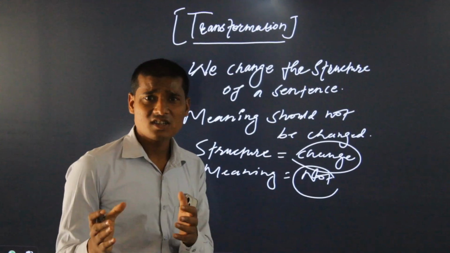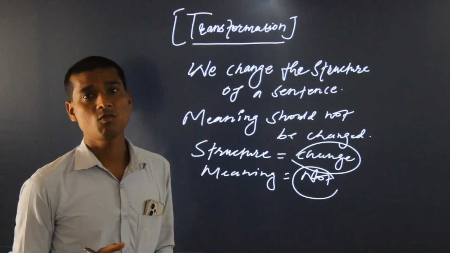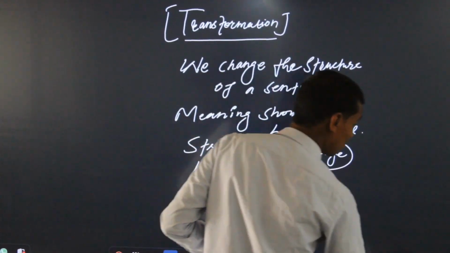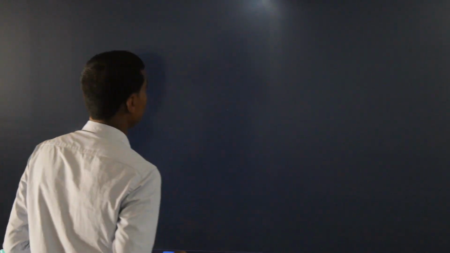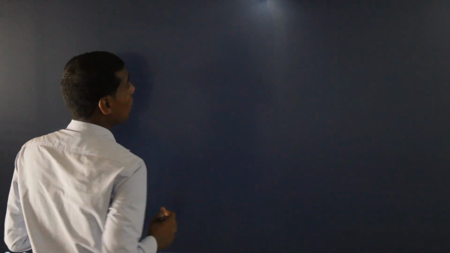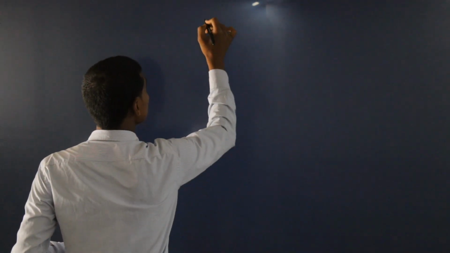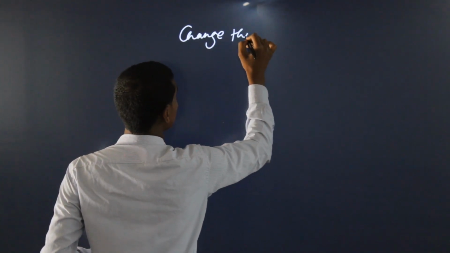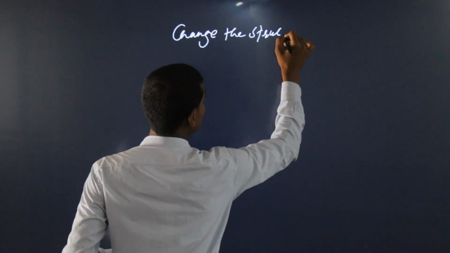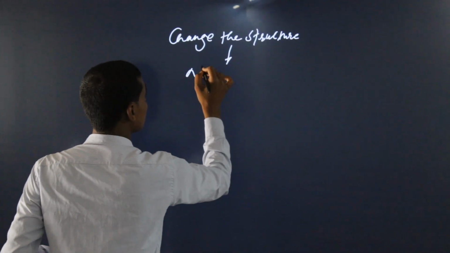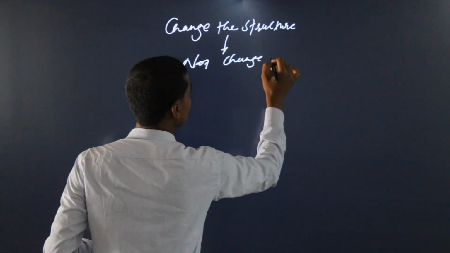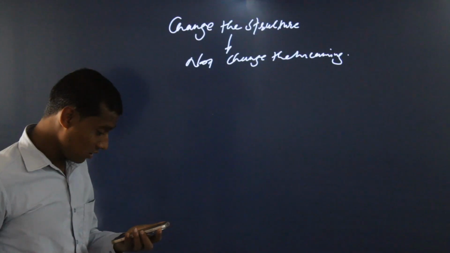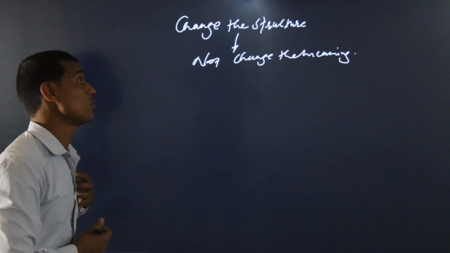Let's take some instances, some examples, to better understand what transformation is. What I said was that we change the structure, not the meaning. We can change the structure, but we can't change the meaning. We have to be aware.